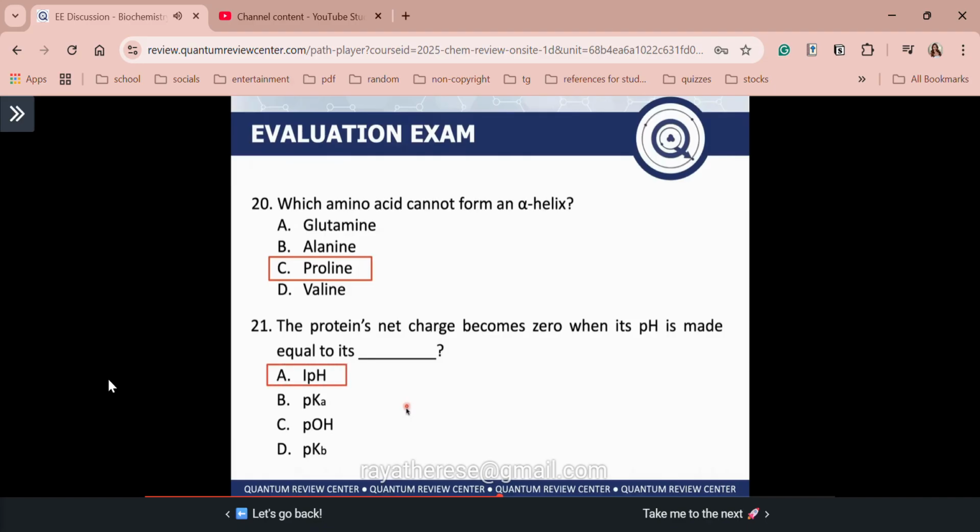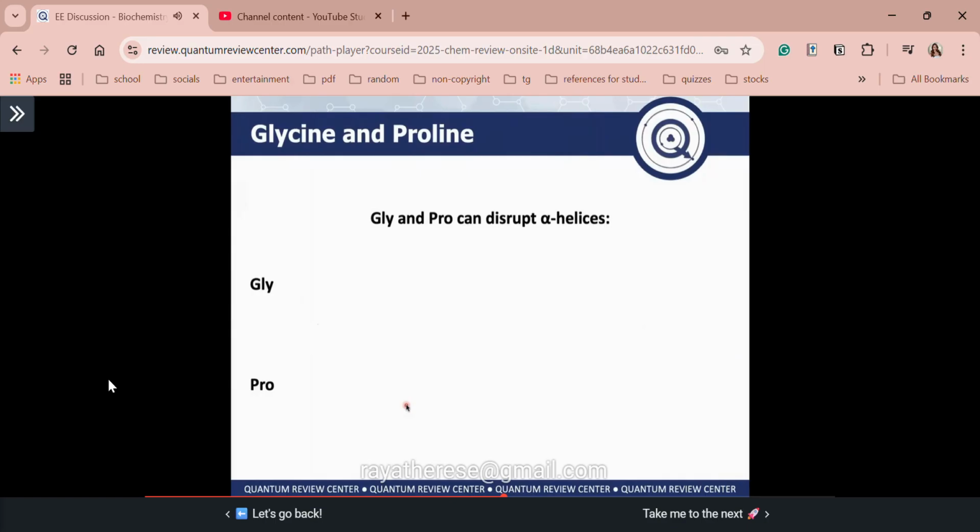Again, that's your isoelectric pH. In our succeeding slides, I will flash again the important formulas that you need to memorize. Class clear? Again, for number 20, letter C, proline. It cannot form an alpha helix, similar to glycine. And number 21, pI, isoelectric point, or the characteristic pH of your protein where they do not have net electric charge. So again, for glycine, class, remember, due to its achiral nature and very small structure, it gives many possible angles of rotation, and hence it disrupts the formation of alpha helices.